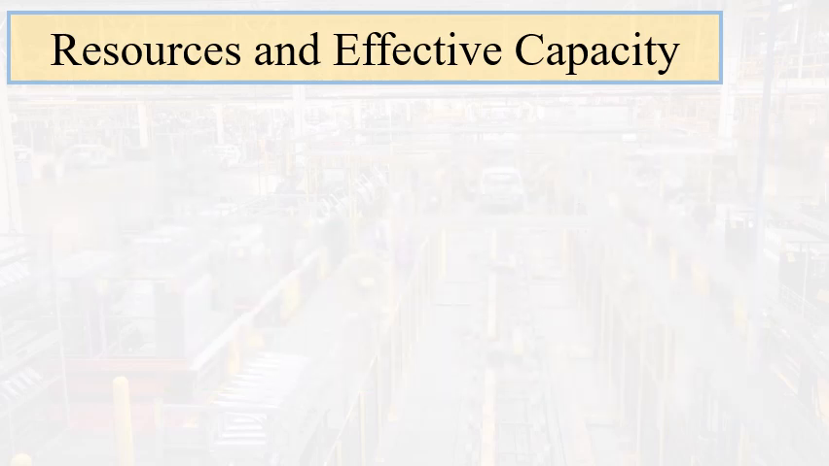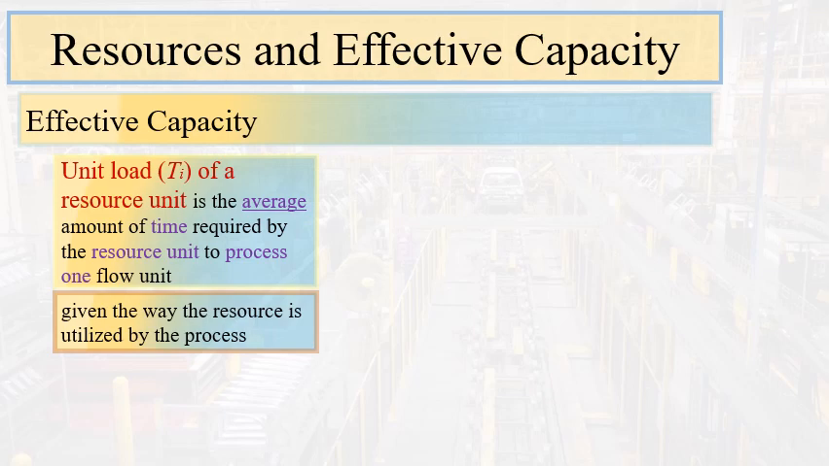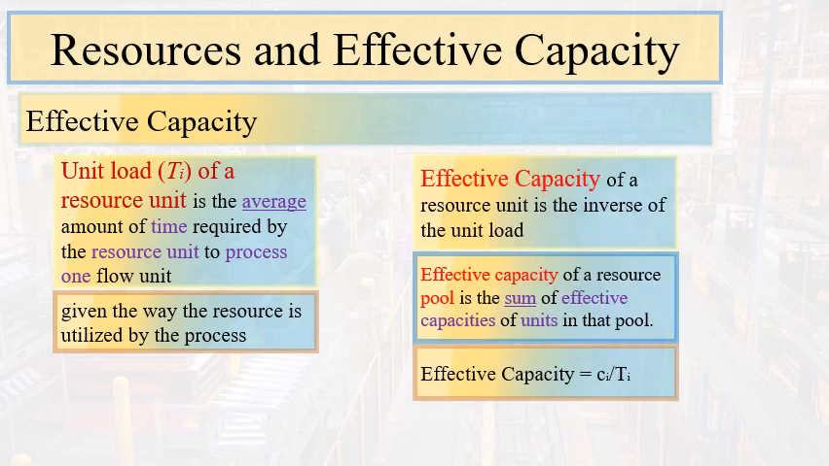Now let's look at the equation for effective capacity. The first thing we need to look at is what's a unit load. Unit load is basically how long it takes to process one unit by a resource unit. A resource unit, you could think of it as an employee, as a laborer, as a specialist. Sometimes it could be a machine. So basically, unit load is how long does it take to process one unit? In the service industry, how long does it take to service one customer?